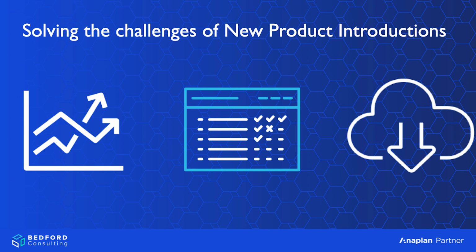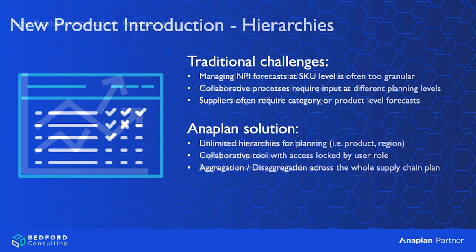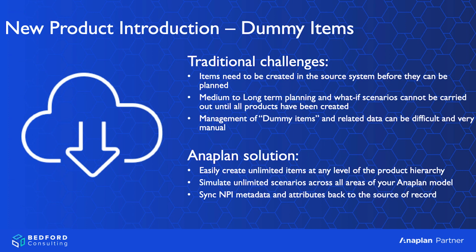NPI is a notoriously difficult task for demand planners for a number of reasons. Firstly, since no actual history exists on the new items, the task of priming the initial forecast is often very manual and requires lots of effort to reiterate changes. Secondly, forecasts are often needed at higher levels of aggregation than just SKU. For example, to provide manufacturing or suppliers with advanced requirements to plan capacity at the category level. Finally, there is often the need to model outcomes and scenarios, including all NPI products for the next year, prior to them being created in the system of source.